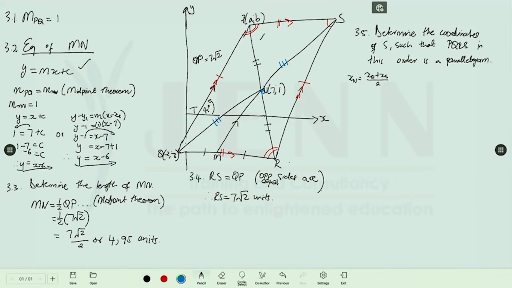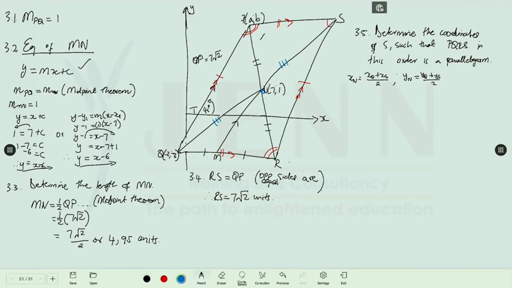So if we did not have N, if the coordinates of N were unknown and I had the coordinates of S, then to find the coordinates of N for the midpoint I would just say the x-coordinate of Q plus the x-coordinate of S divided by 2. But because now I have the x-coordinate of N, to find it I say the x-coordinate of Q plus the x-coordinate of S divided by 2. Then I say the y-coordinate of N equals the y-coordinate of Q plus the y-coordinate of S divided by 2.